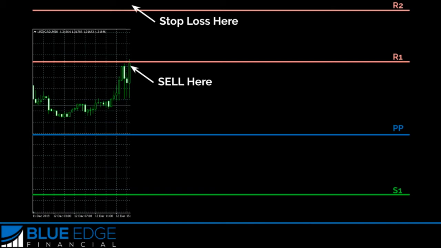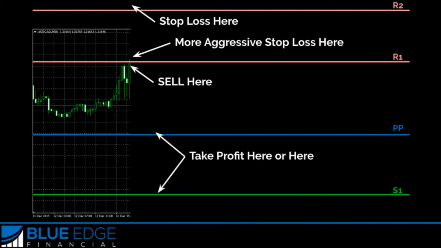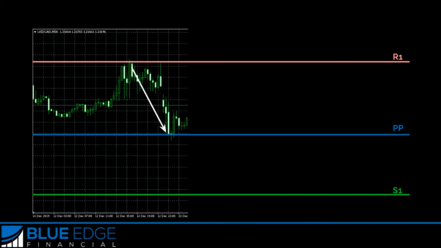If you're a little more aggressive and confident that the resistance at R1 will hold, you can set your stop just above the R1 level. And then for your take profit, you can either put it at the pivot point line or even the S1 level, which could provide some support in the future. So let's see what would have happened if you had placed your sell trade just below the R1 level. And bam, looks like the R1 held as resistance, and if you had your target profit at the pivot point line, you would have profited.